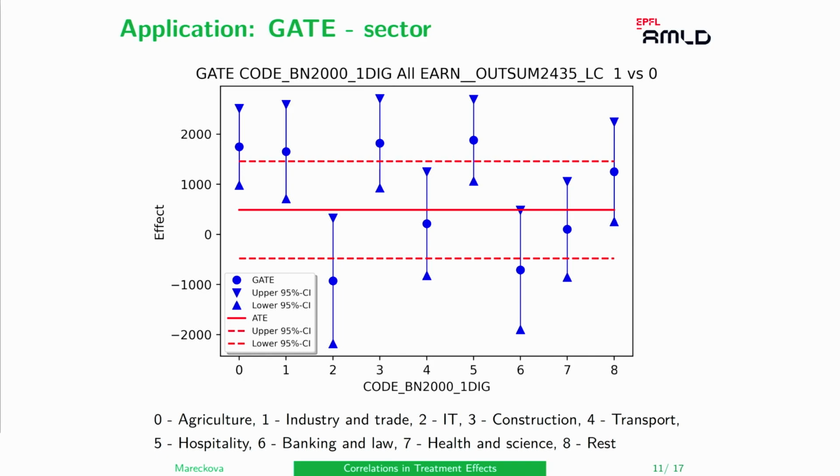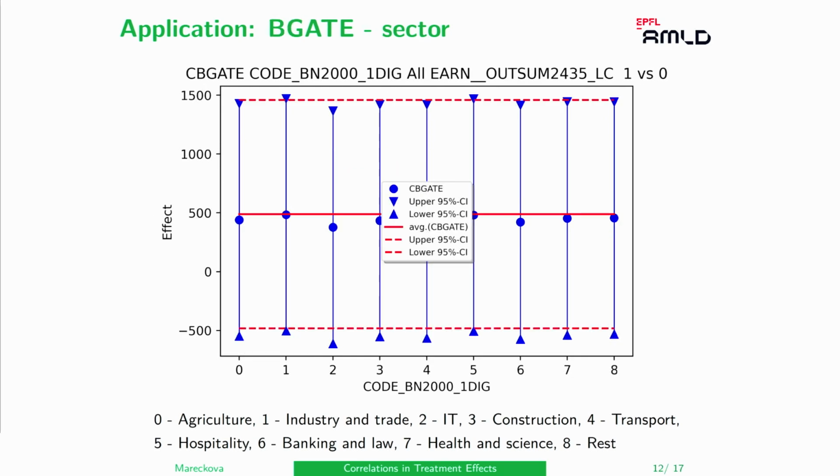Well, let's start balancing the individuals. We start balancing on things like gender, level of education, and so on and so forth to see if this stays. Well, after balancing, we see that the effects are gone. So this is an indication that the sector of the previous employment was just highly correlated with some other variable, and it just looked like there is some connection between the sector and the treatment effects.